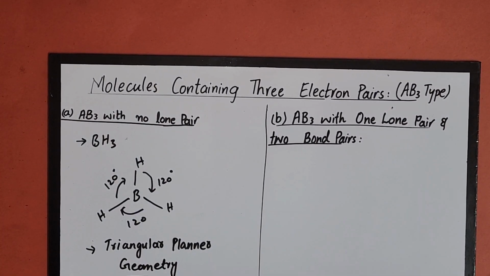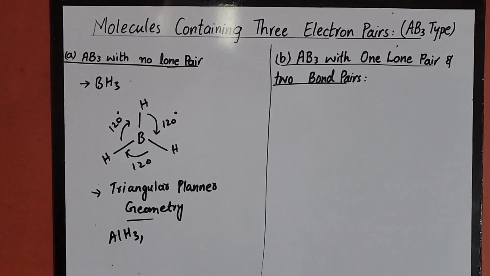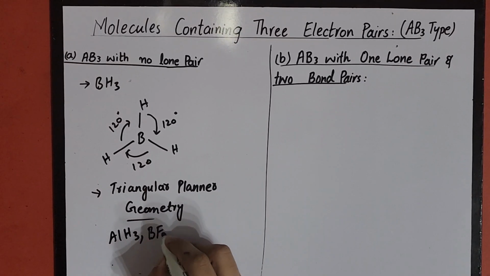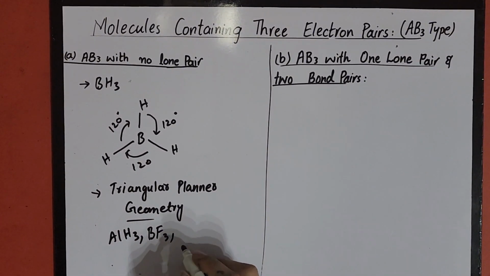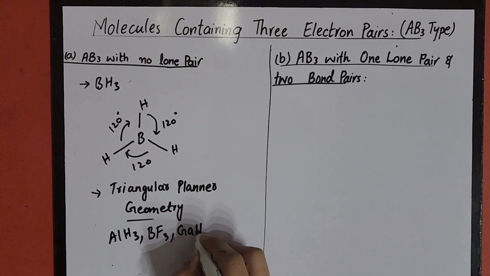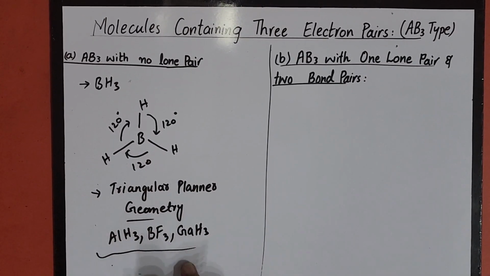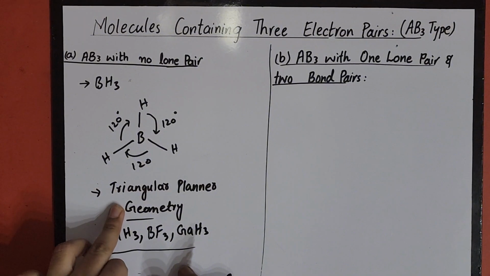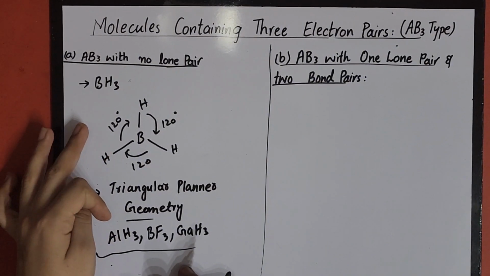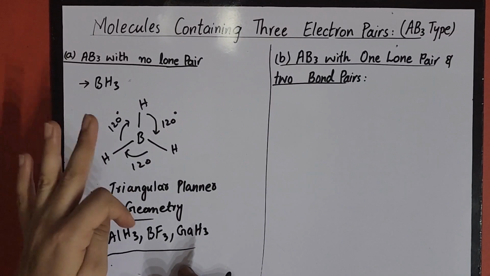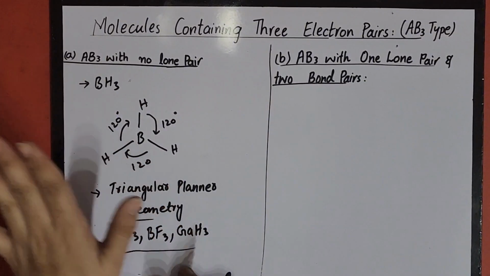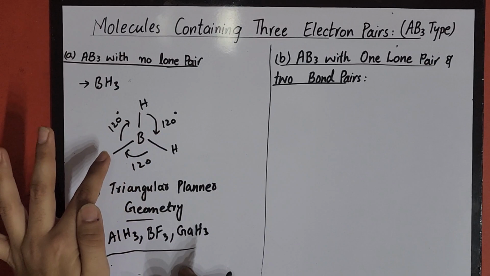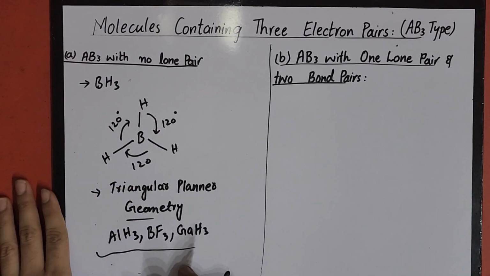So same elements like AlH3 and BF3 and GaH3. These elements show the same triangular planar geometry, and the elements are arranged 120 degrees apart from each other. It has no lone pair, simply 3 pairs of bonded electrons.